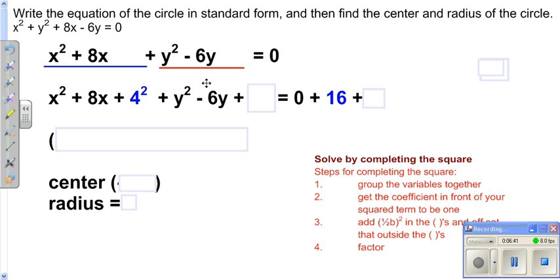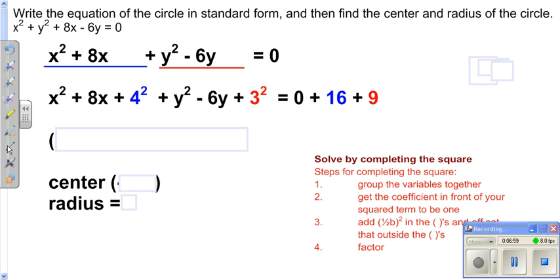For your y's, you've got to take half of your b, which would be a negative 3, and square it. But a negative 3 squared is a positive 9, which is the same as 3 squared. So if we add it to the left side, we've got to also add it to the right side.